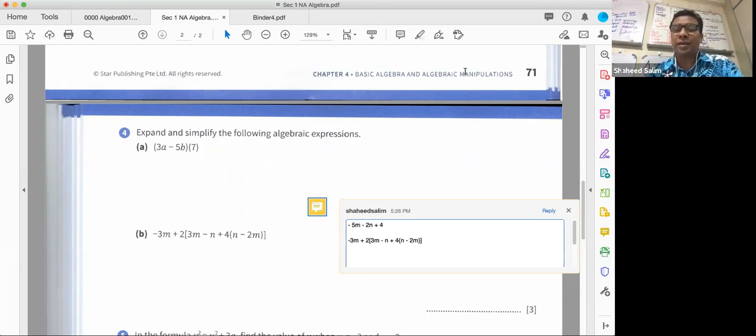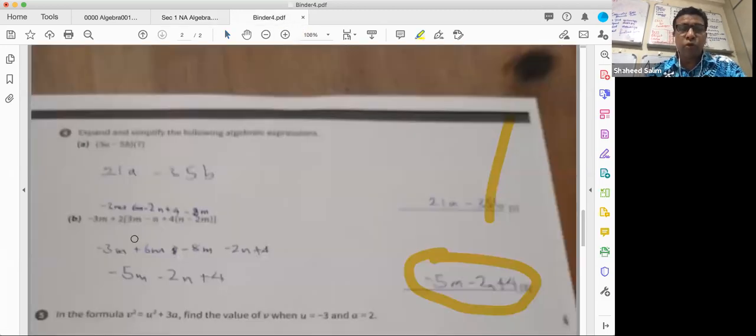So now, what does it mean? It means now you don't take out the outside yet. You just copy like that. Minus 3M plus 2. You just copy everything first. Minus N plus, now you times it out now. 4 times N, 4N. Then 4 times minus 2M, minus 8M. But it's still in a bracket. Let us see whether you do that. Okay. Do you do the first one? You remove the bracket.